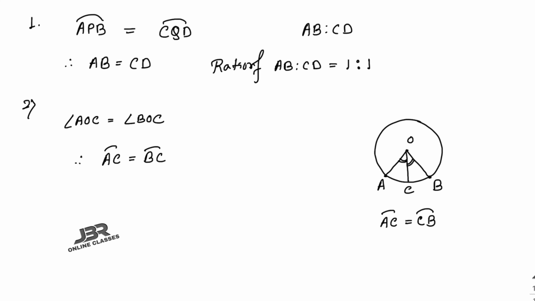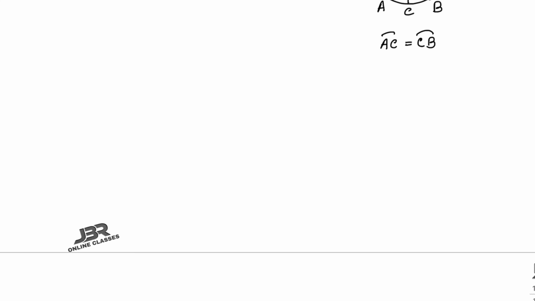Now the next one, sum number 3. Prove that the angle subtended at the center of a circle is bisected by the radius passing through the midpoint of the arc. That means the opposite of the previous one. First we have to draw a circle, name the center O, and the points A, B, and here C.